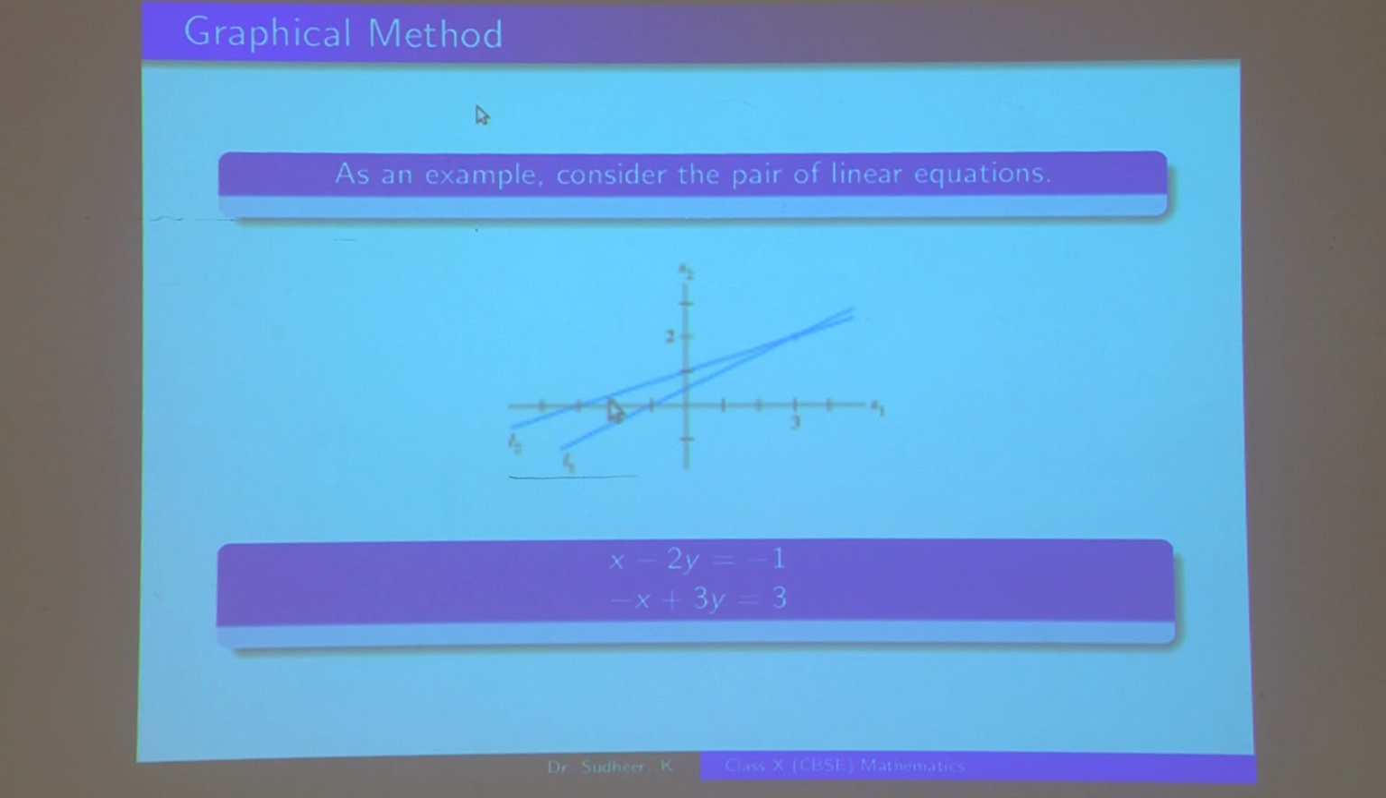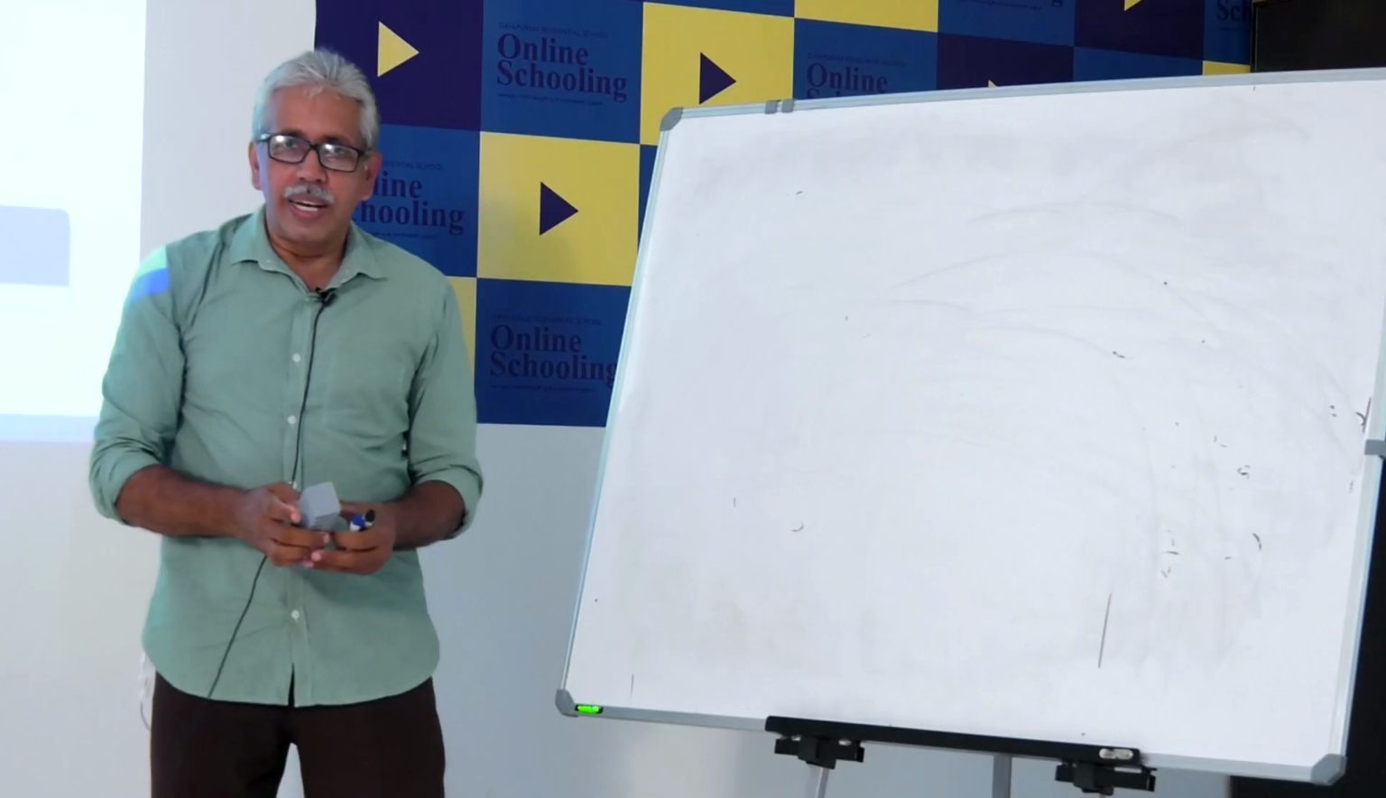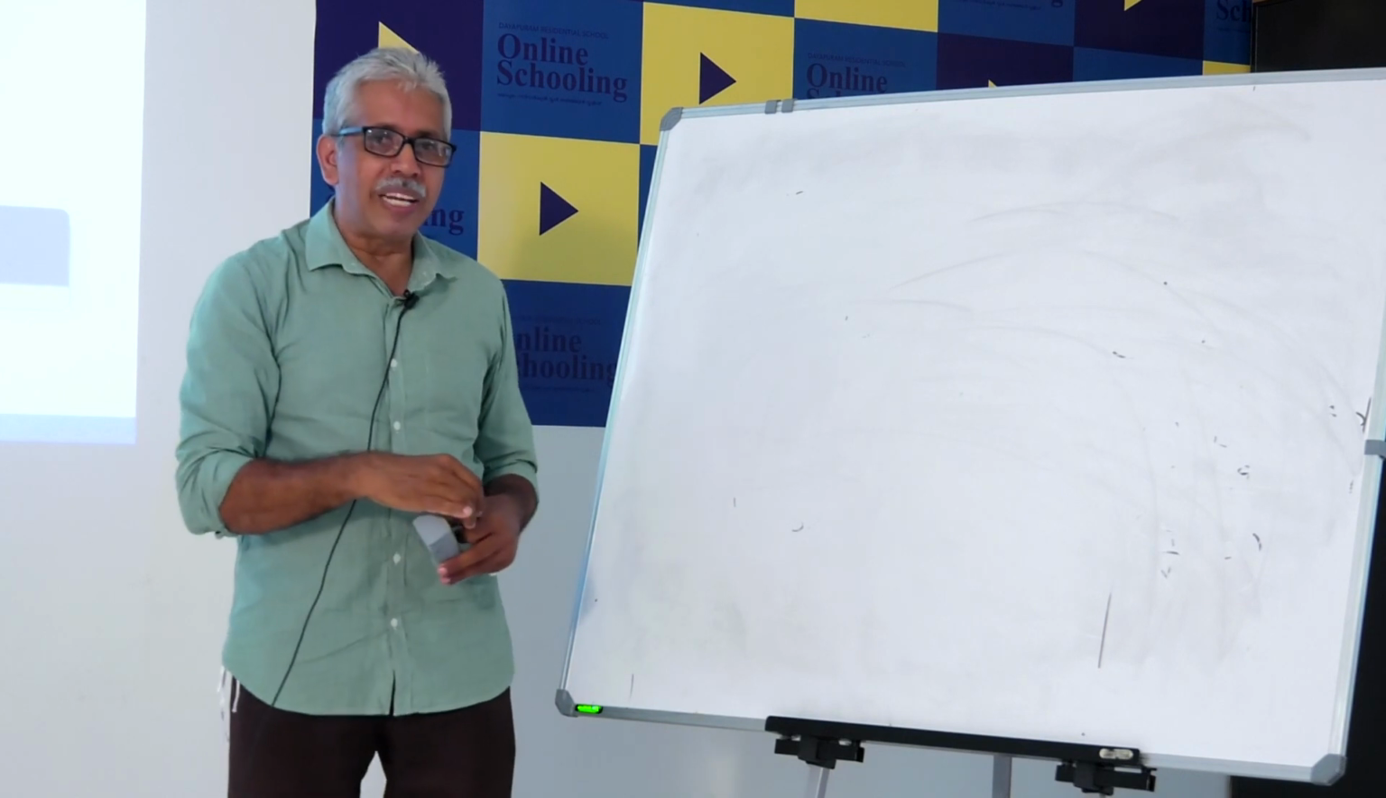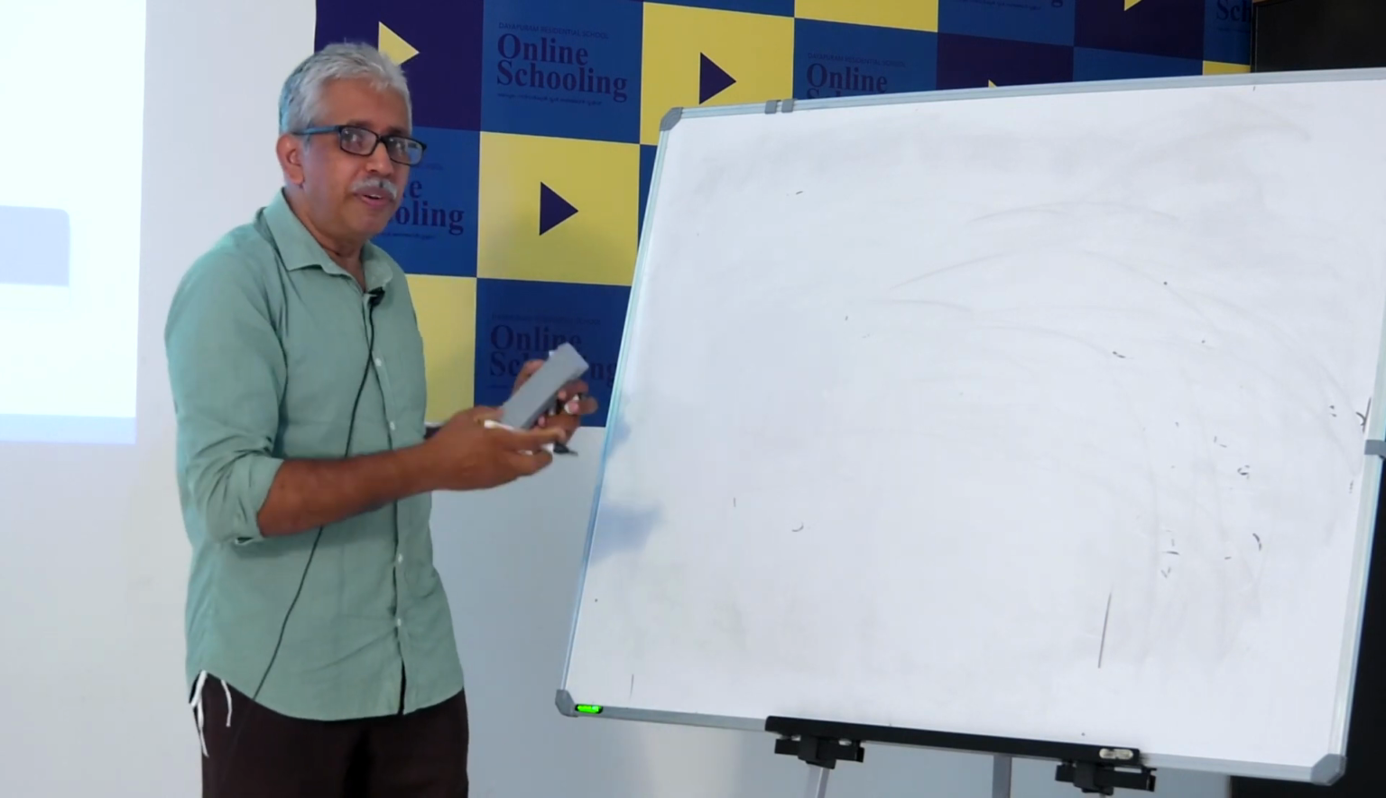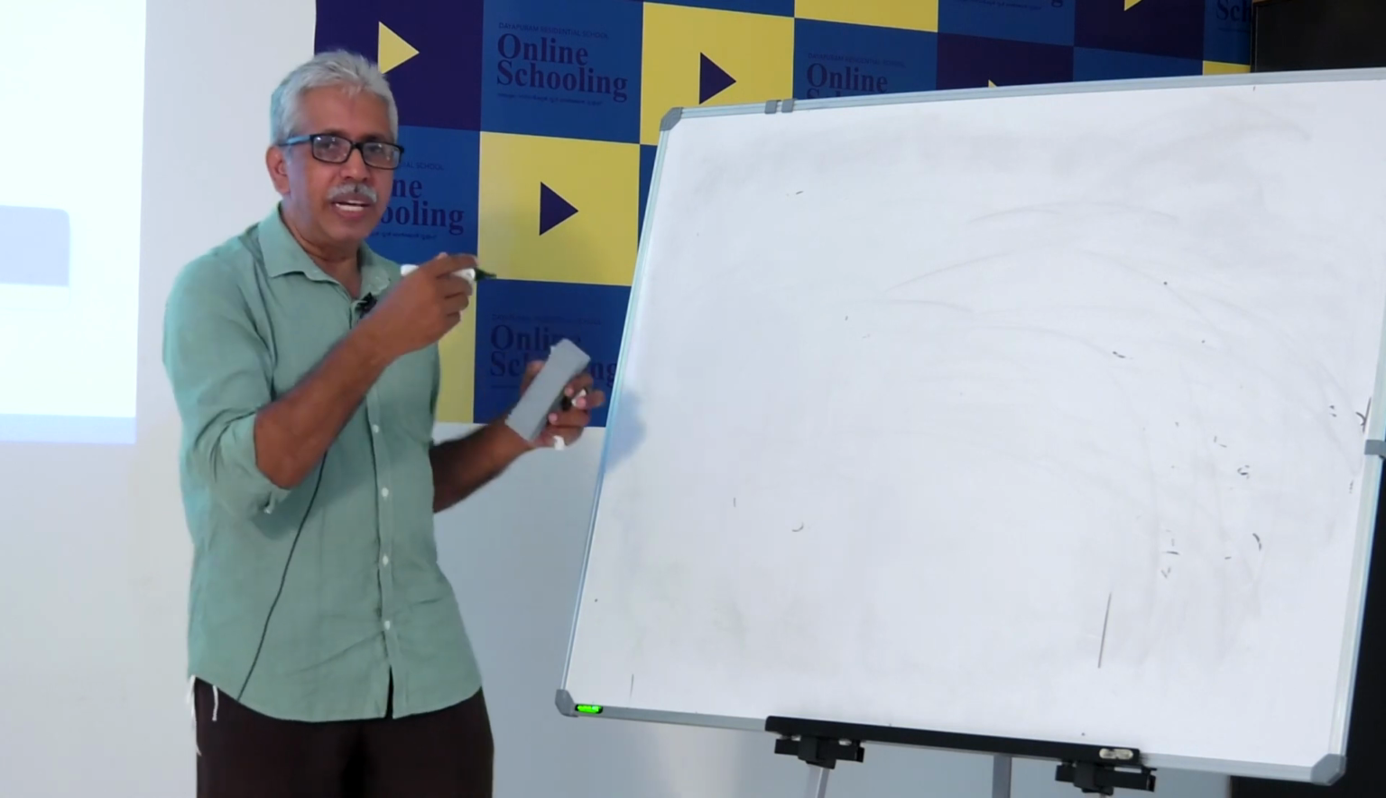Let us illustrate these with one example. Just look at the screen. The equations of the lines are written: x minus 2y equal to minus 1, minus x plus 3y equal to 3. We will see how this can be solved, and I'll do it on the board. The graph is already there on the screen, you might have seen. Now how you will draw the graph? For that you need some practice.